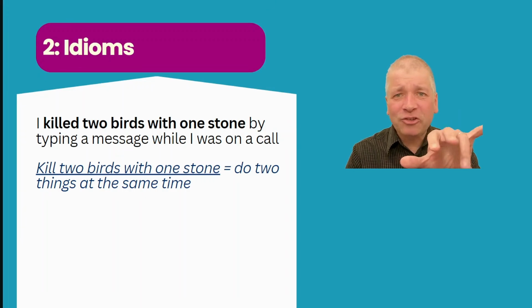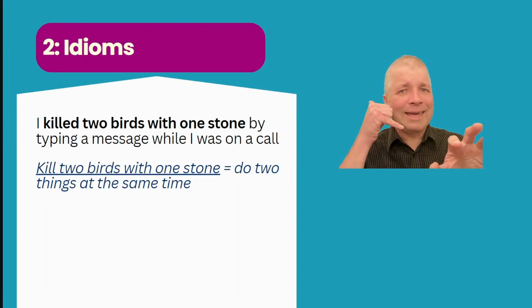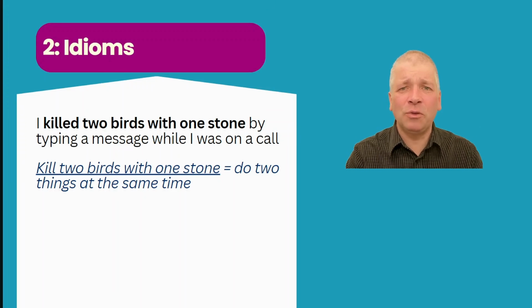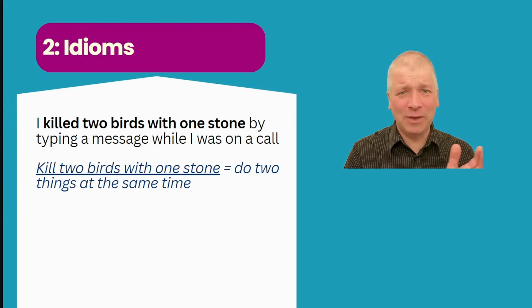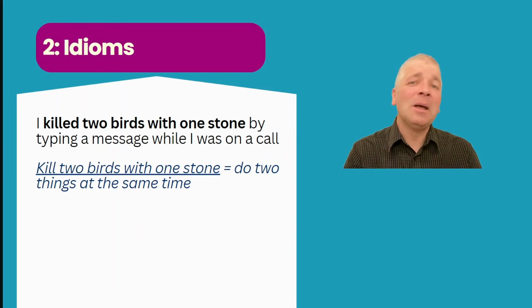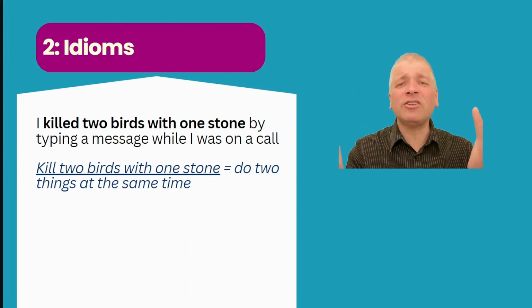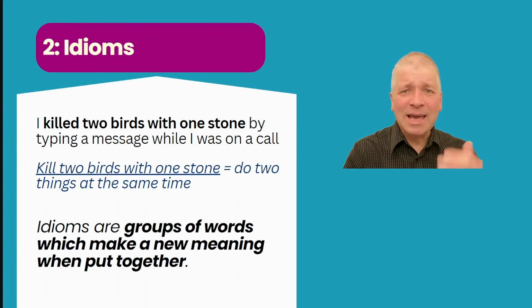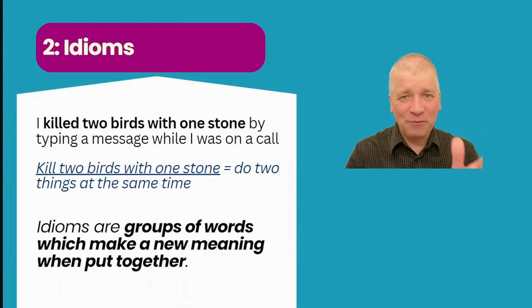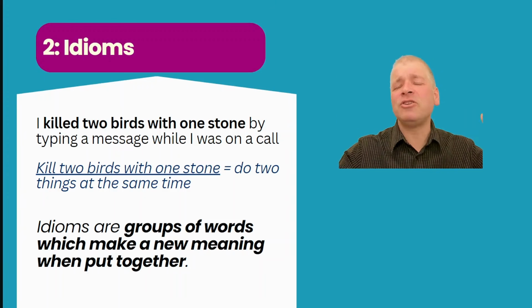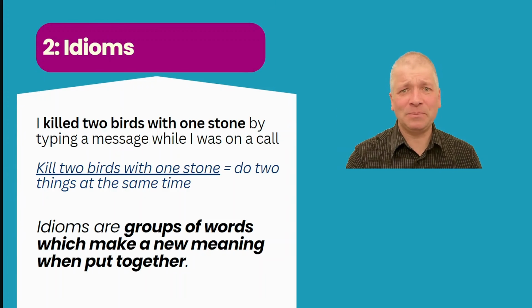I typed the message, I was on a call. I killed 2 birds with 1 stone. I did the 2 things at the same time. But you would never have known that by going to a dictionary and looking at the meaning of kill 2 birds with 1 stone by looking at each element of grammar and vocabulary individually. You needed to know them as a phrase. And idioms are groups of words which make a new meaning when put together. So if you want to reach that C2 level of English, you need to expand your knowledge of idioms.